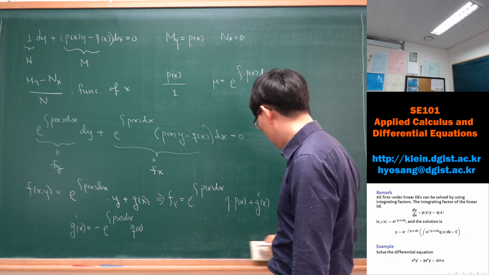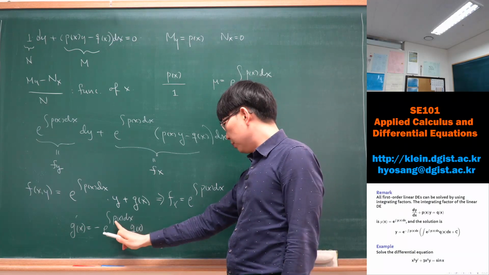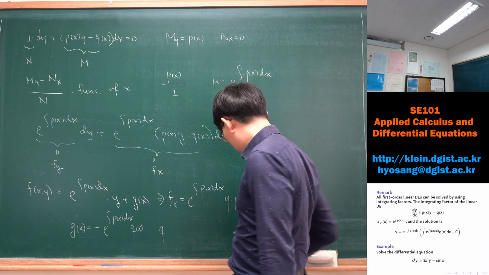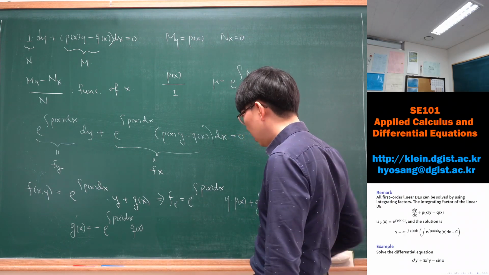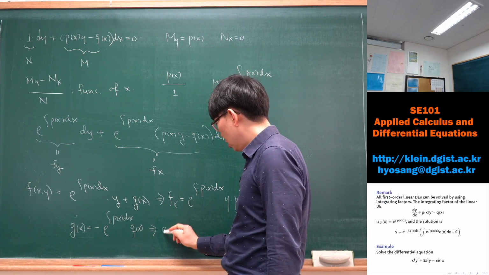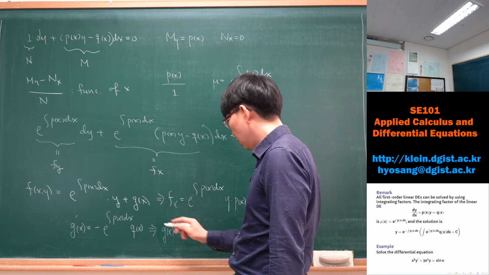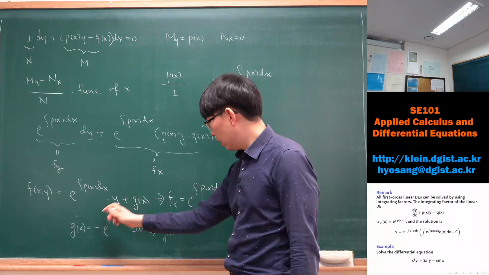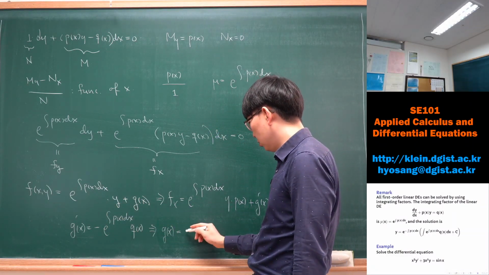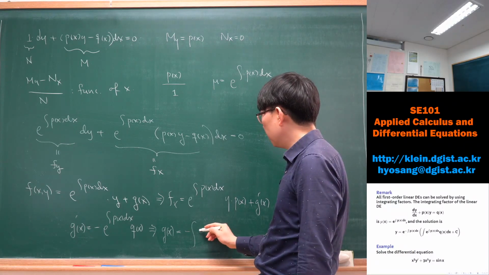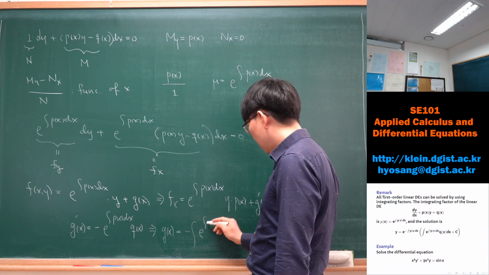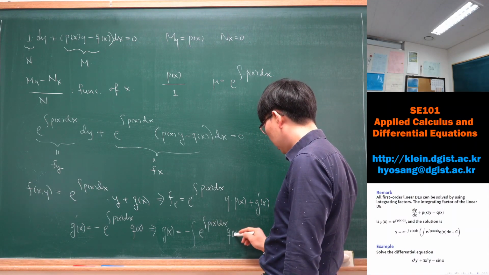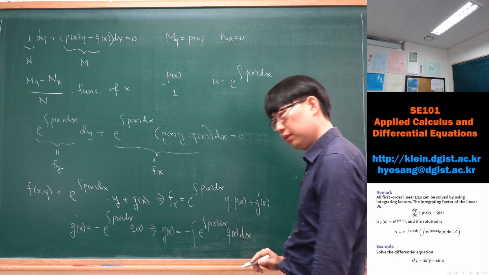So what will be g(x)? I don't know what p and q are, so I can only conclude that g(x) is something that comes after I take the integration of this thing. So minus the integral of e to the integral p(x) dx times q(x) dx. Okay.